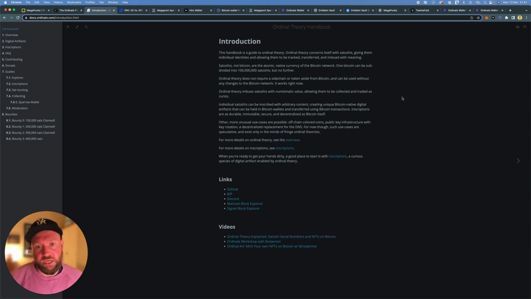Each Satoshi can be inscribed with its own data, like a JPEG, for example. And suddenly what was previously a fungible sat, in other words, one sat is exactly the same as the next, we now have a non-fungible unit of currency with some unique data attached to it. That combination of a sat plus data is an ordinal. And you can store this and transact it using a Bitcoin wallet.